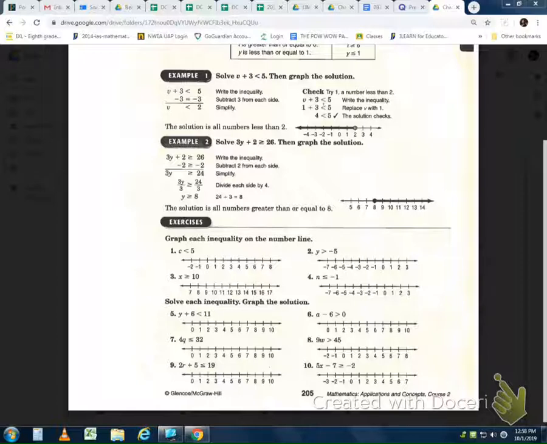Solving inequalities is exactly like solving equations, but there are two exceptions. So I need you to write these down because they're really important. Solving inequalities.